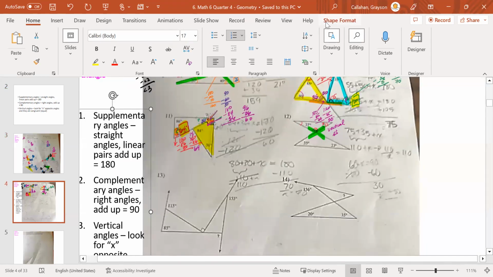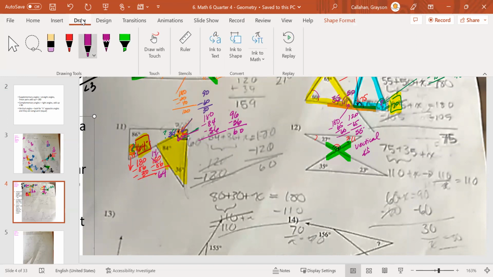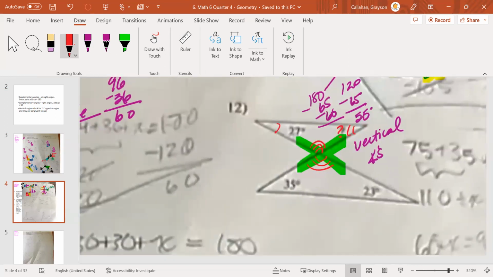So let's try this again. Number 12. What do you notice about these angles right here? You see the X, don't you? What kind of angles are they? Vertical angles. What do I know about vertical angles? No, they do not. They are equal. Stop using weird words. Just tell me. Either they add up to 180, either they add up to 90, or they're equal. Vertical angles are equal. Can you say that to me 3 times?